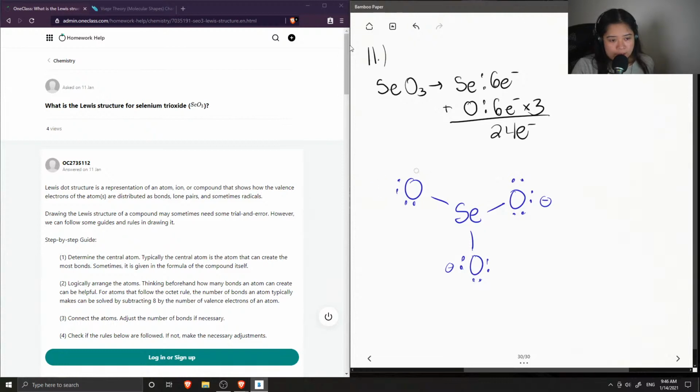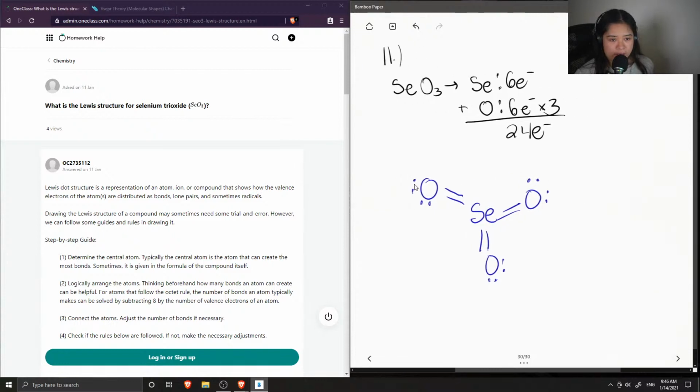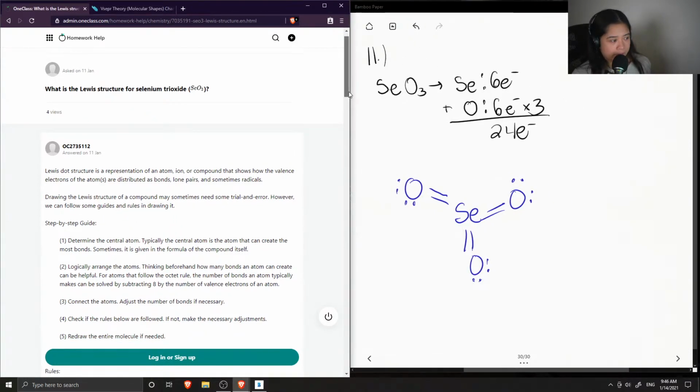So we are going to make double bonds from each of our oxygen atoms. Selenium is one of those examples where it can have more than a full octet, which is why we are able to draw double bonds all around. Now we have a neutral molecule, and everything has a full octet. In the case of selenium, there's more.